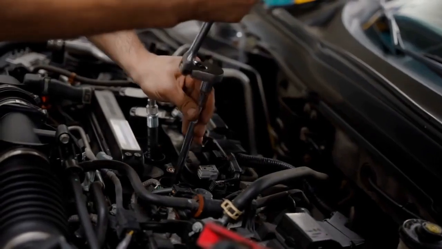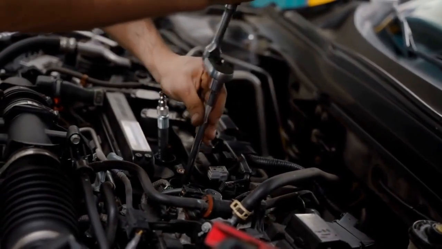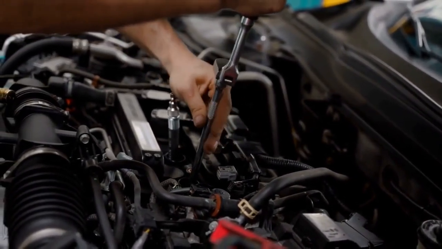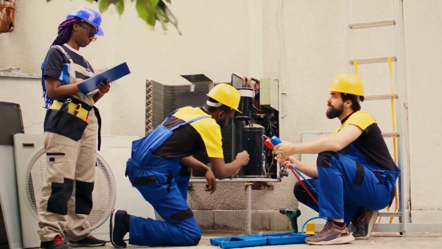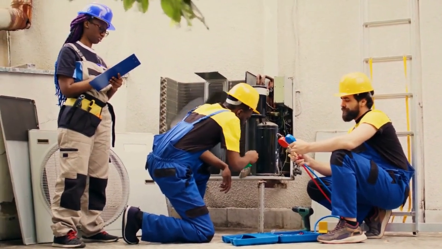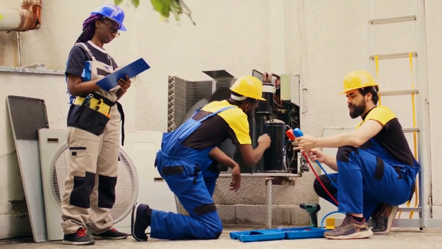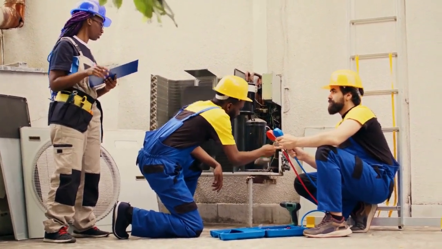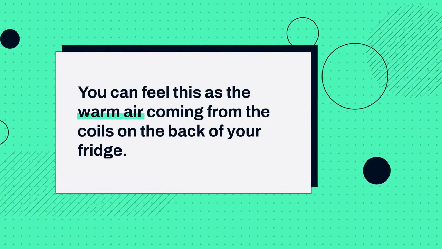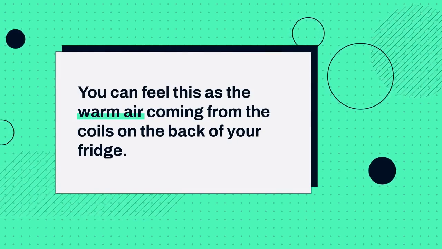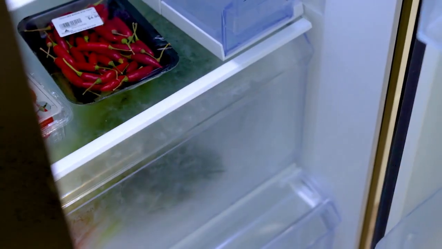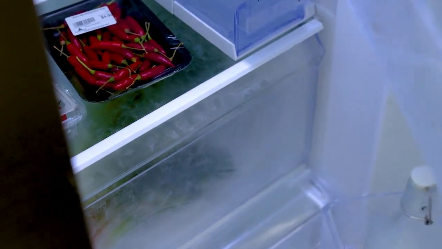This requires an input of work, which is provided by the refrigerator's compressor using electricity. This work energy, combined with the heat, QL, taken from inside, is then expelled into the warmer room as QH. You can feel this as the warm air coming from the coils on the back of your fridge. For a refrigerator, the formula is QH equals QL plus W.